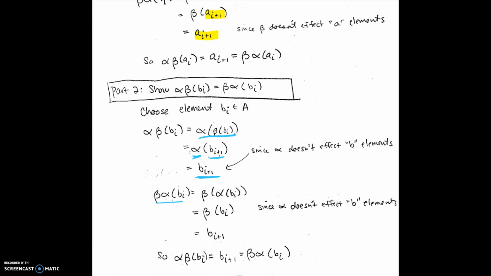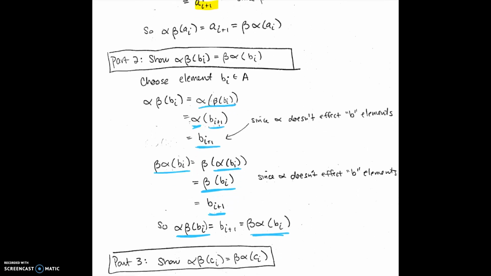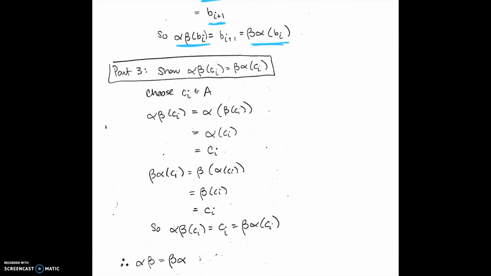So if I do it reverse, beta alpha of Bi, okay, so alpha of Bi, alpha doesn't affect the B elements. So I end up with just beta of Bi, which we know is B sub i plus 1. So we just showed that alpha beta of Bi is the same thing as beta alpha of Bi. All right, last step is the C elements.